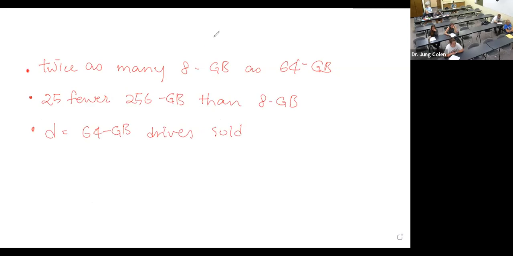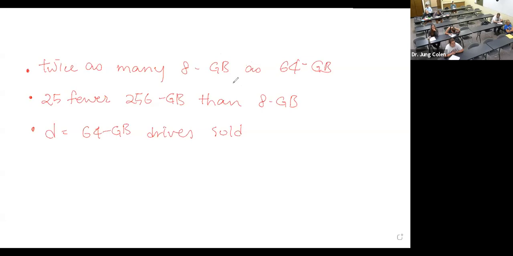I still have the sentences. Can we change these to numbers and symbols? Let's look at the first one. Twice as many 8 gigabyte as 64 gigabyte. How can we change this to numbers and symbols? Which one is more?